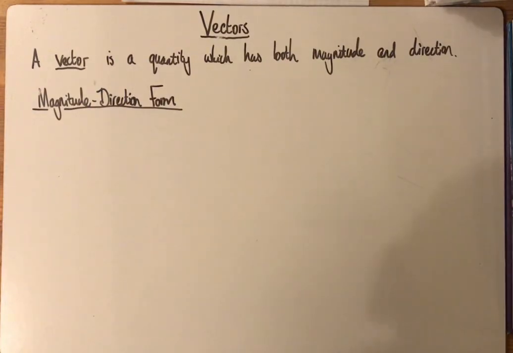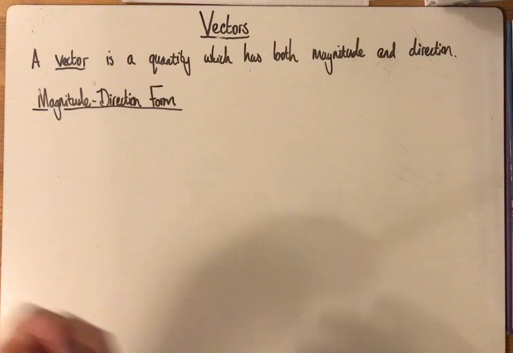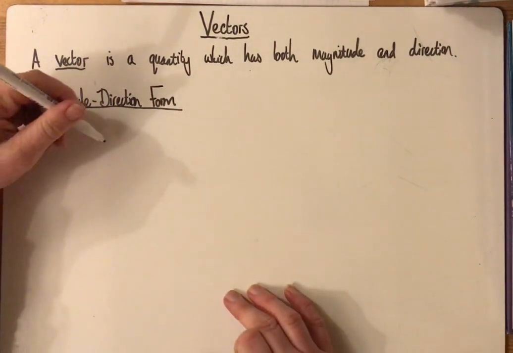Right, we need to do a bit of work on vectors, so it's sort of an introduction really. A vector is a quantity which has both magnitude and direction. Something like velocity is a vector, whereas speed just has magnitude. There are different ways of writing vectors. The first one we're going to look at is magnitude direction form.